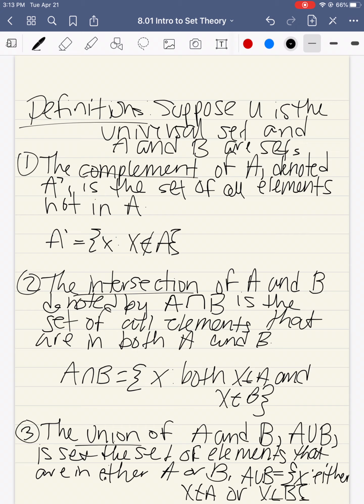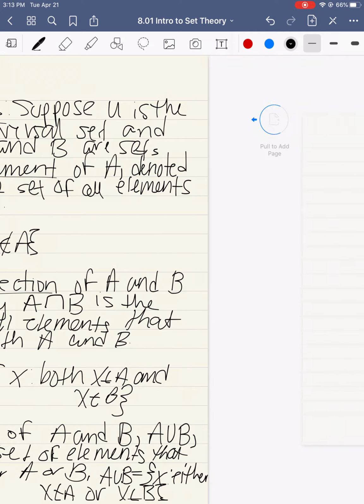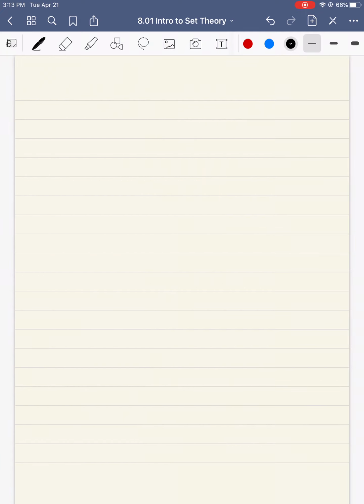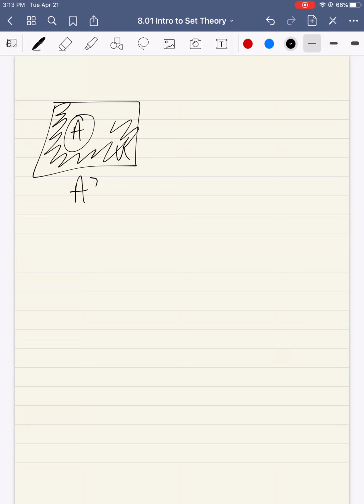So to put these in terms of Venn diagrams, again, if you're in my stats class, this might look familiar to you. If I have the box here, this is the universal set. So I'm going to put U out here. And A is inside that set. So this is set A. A complement is everything that is not in A. So that shaded region here.